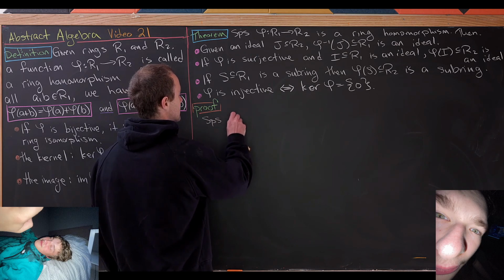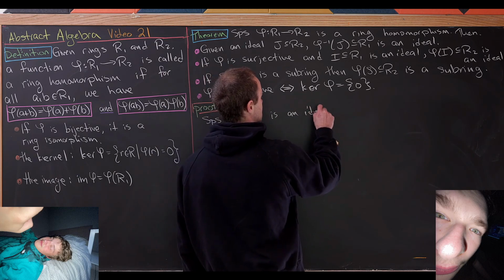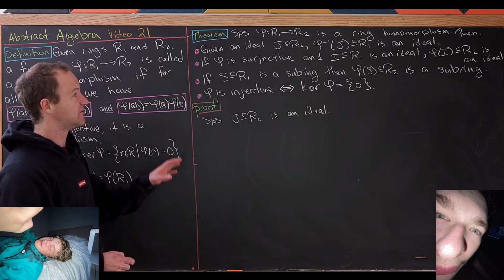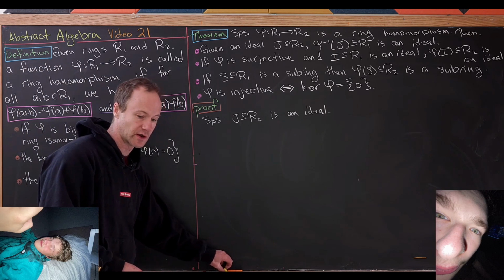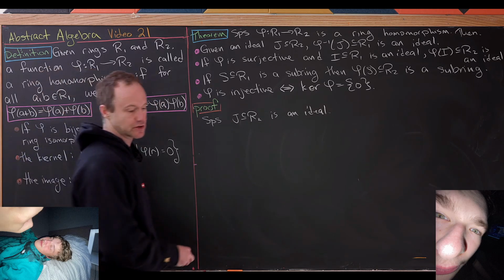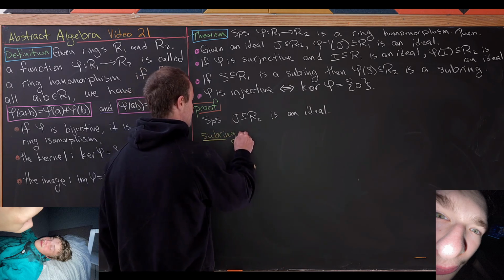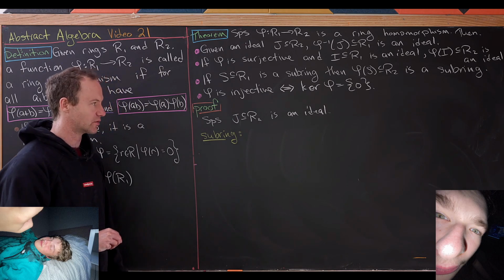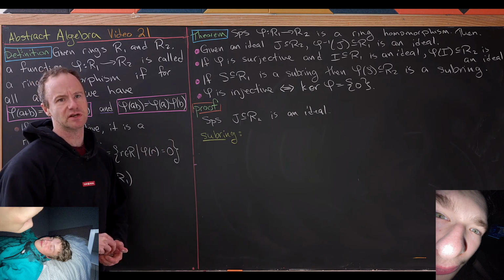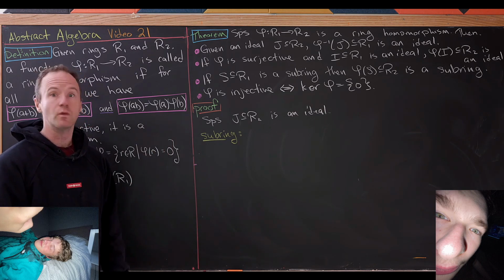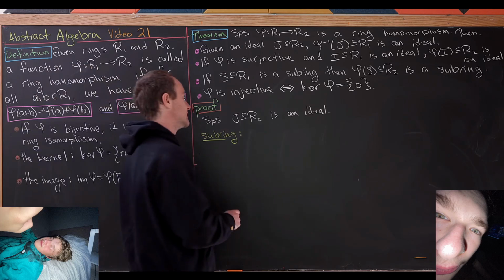So let's suppose that J, which is in R2, is an ideal. And then we want to show that phi inverse J is an ideal, which means it needs to be a subring, and it also has to have the absorption property. Okay, so let's first show that it is a subring. Let's recall, in order to show that it's a subring, it needs to be closed under subtraction and multiplication. That's from the subring test, which we alluded to earlier and was probably on a homework exercise or something. So let's prove this subring test.